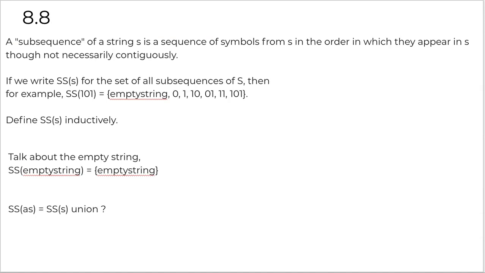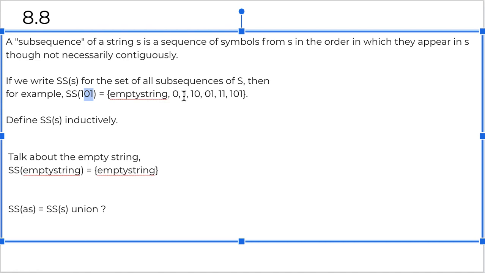The second question is about subsequences. A subsequence of a string S is a sequence of symbols from the string S in the order in which they appear in S. They're not necessarily subsequent, not together, but in order, right? If we write SS for the set of all subsequences of the string S, then for 101 you'll have the empty string, that is usually lambda, 0, 1 alone, 10, 01, 11.